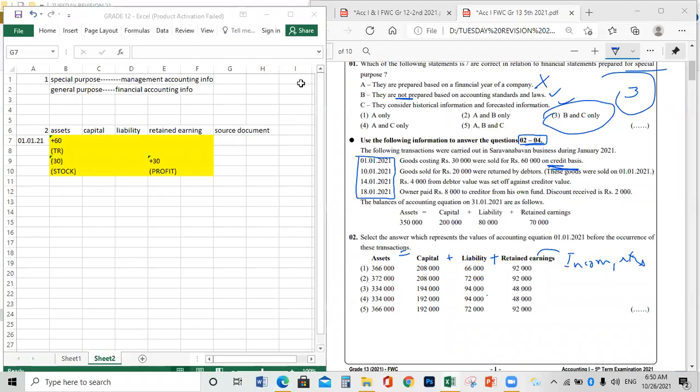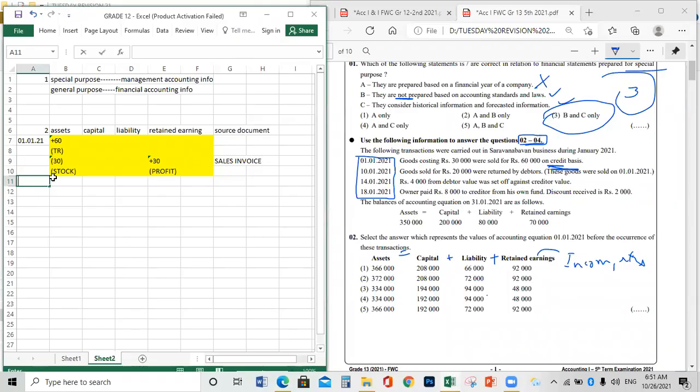Yes, sales invoice. The source document when you sell goods on credit is what you call the sales invoice. So we have found that. Now go to the second transaction.